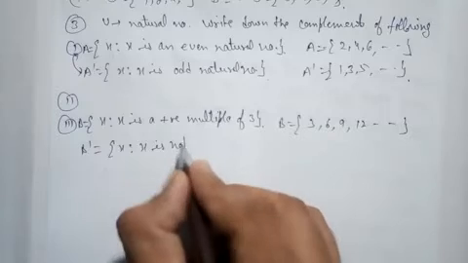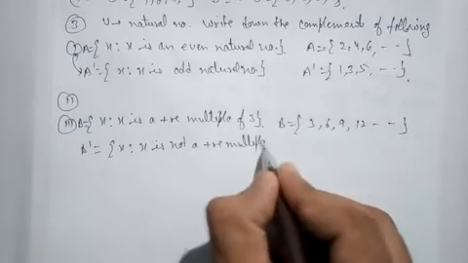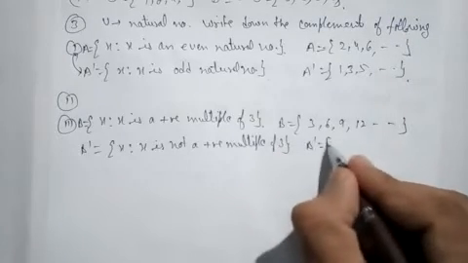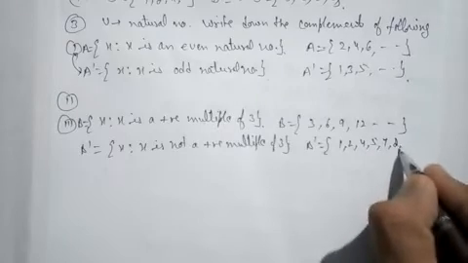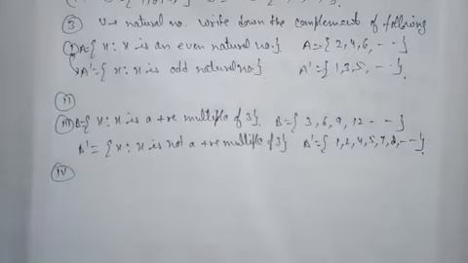So B complement is either x such that x is not a positive multiple of 3, if you would like to write it in set builder form, or B complement is 1, 2, 4, 5, 7, 8 like that. Clear.